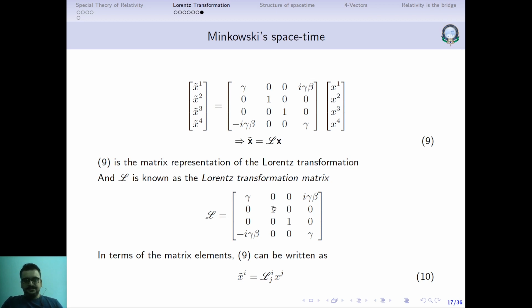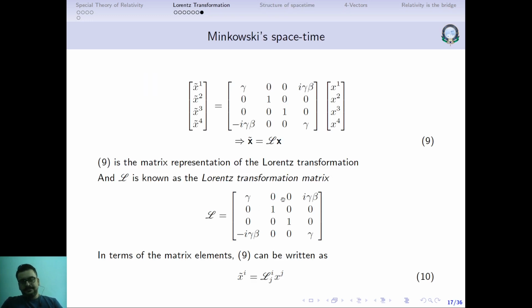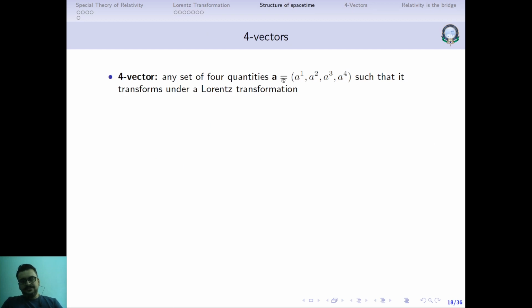This leads us naturally to the idea of four vectors, which is one of the structures of spacetime. So what exactly is a four vector? A four vector is defined as any set of four quantities. You take a1, a2, a3 and a4 together and call it A. This A will be a four vector if it transforms under a Lorentz transformation. This is the transformation matrix which governs the transformation of this set of four quantities. Then we say that it's a four vector.